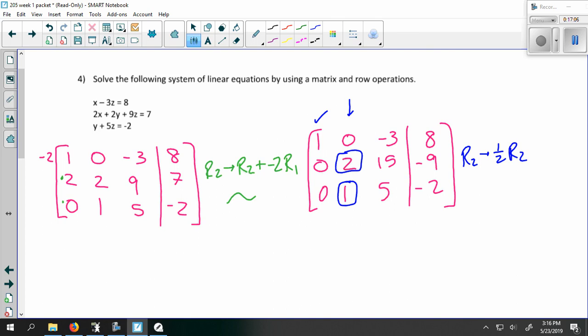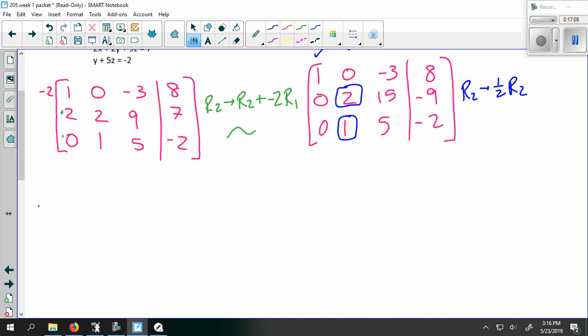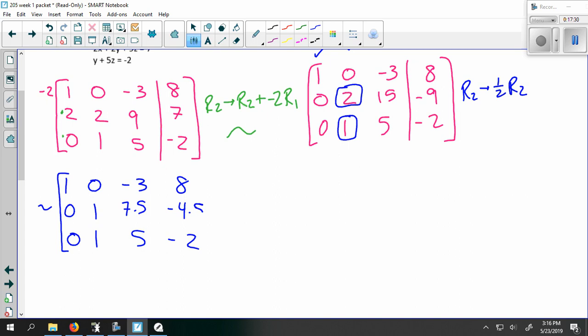So my next row equivalent matrix, I'm only changing row 2, so I'm going to copy my other 2 rows first. And then I'm going to scale row 2 by 1/2. So I'm going to get 0, 1. 1/2 of 15 is 7.5. And 1/2 of -9 is -4.5.